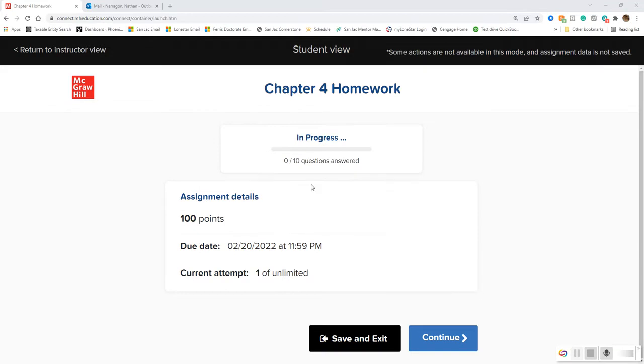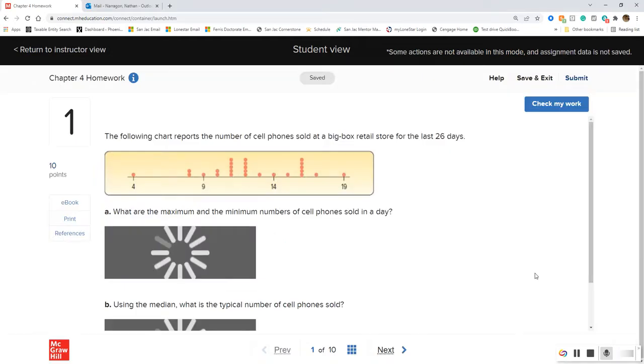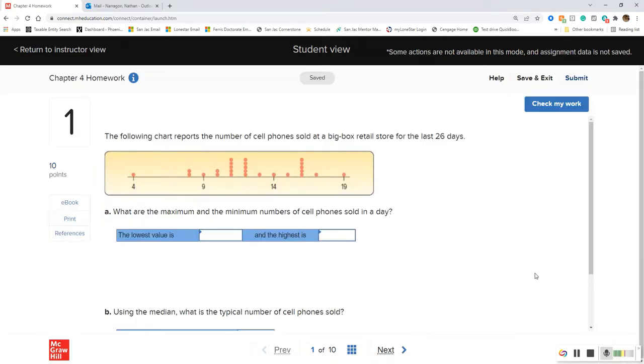That's a fun little pop-up that pops up. But anyway, starting off first with question 1 as we dive into more formulas and reading graphs. Basically, all you're doing is reading a graph right here and it wants to know the maximum and minimum numbers of cell phones sold in a day. So again, I look at the smallest, which happens to be 4, and the largest at 19.